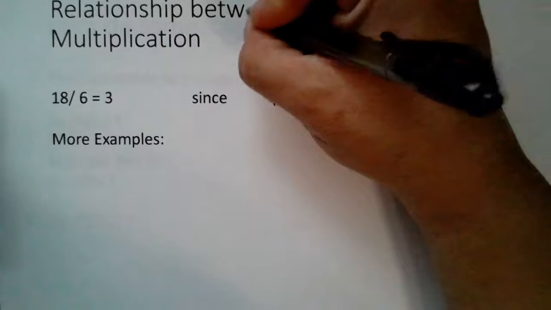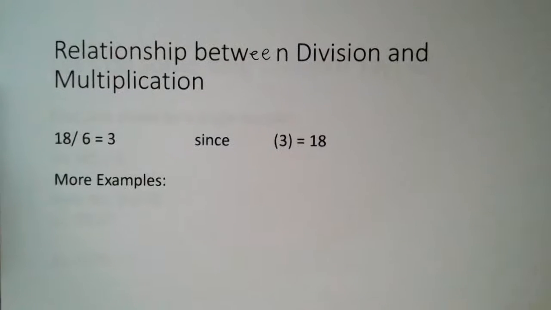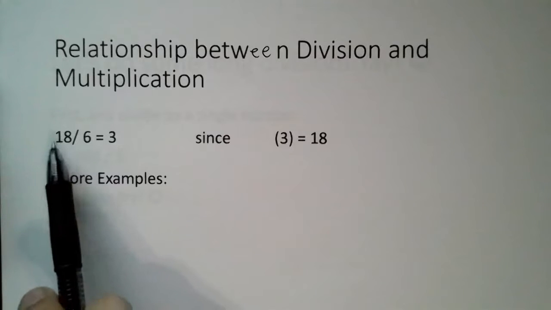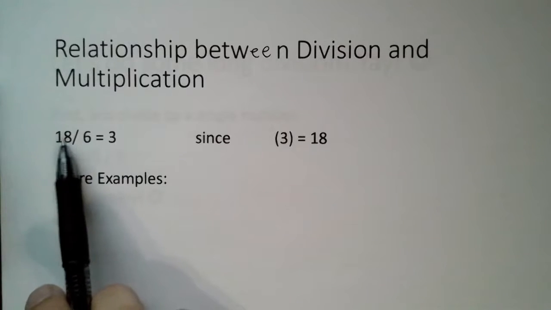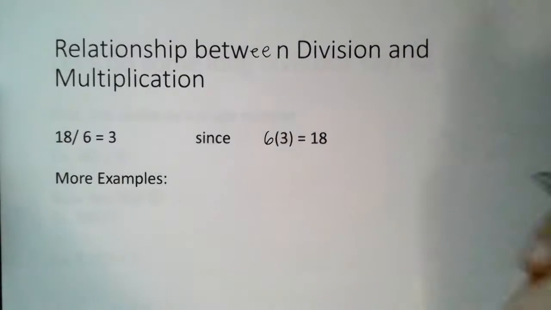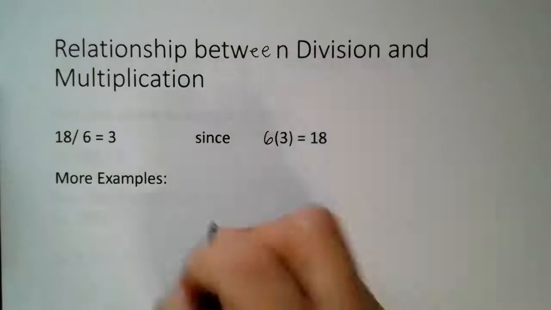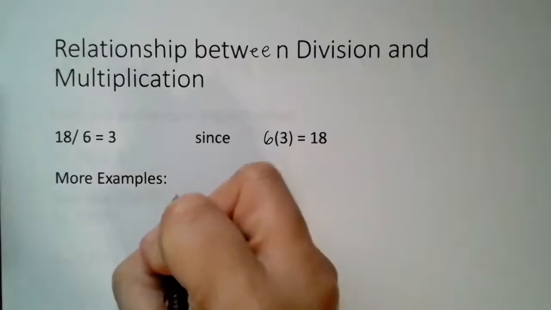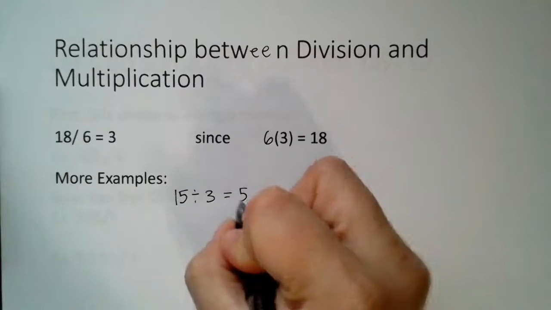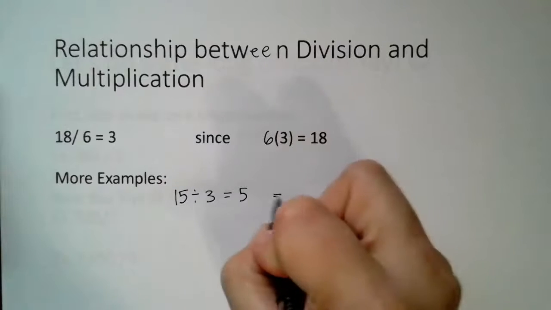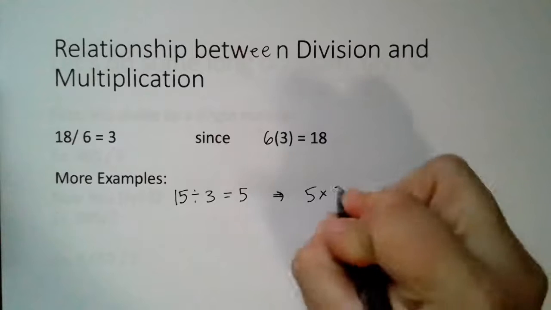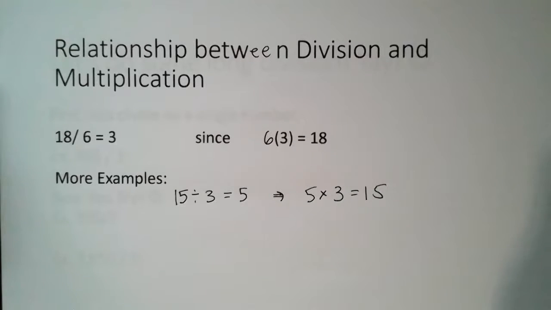Okay, what's the relationship between division and multiplication? So let's think about this. When you have 18, notice the following. 18 divided by 6 is 3, since 6 times 3 is 18. Okay, so let's do some examples. So notice the following. 15 divided by 3 is 5. If you know this, you can also state that 5 times 3 is equal to 15. So you see how they're kind of related?